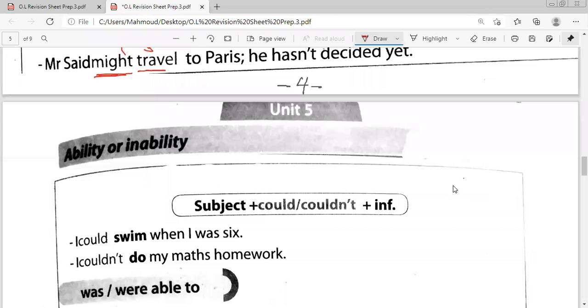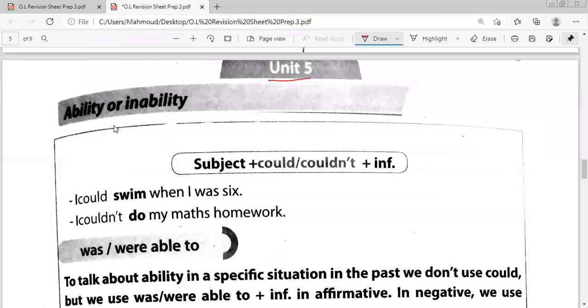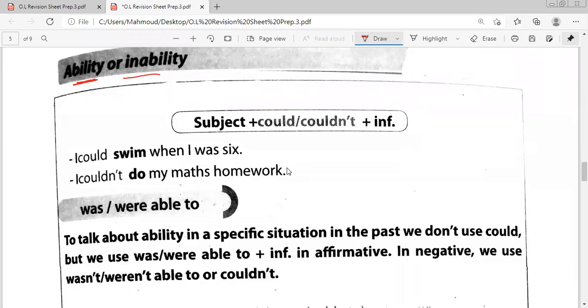This is Unit 4. What about Unit 5? In Unit 5, we studied together how to express ability or inability. Of course, ability means that you have the ability to do something and you can do it. It's okay if you are talking in the present. But if you are talking in the past, you will use could. And inability is the opposite of ability. Here, we are talking about the ability in the past, by using could or couldn't. You will use could in the positive and couldn't in the negative.